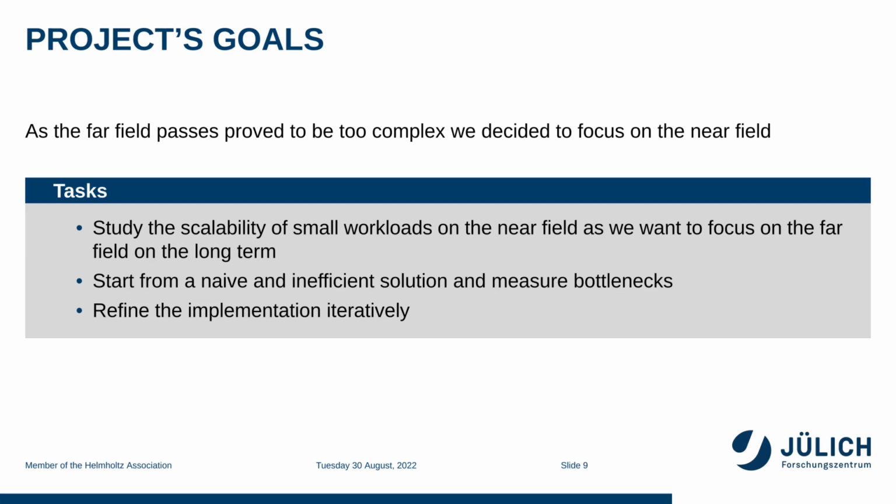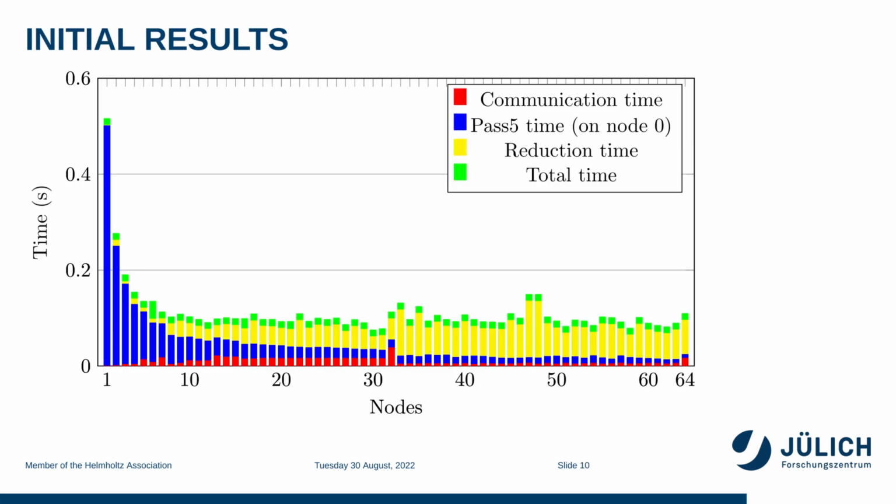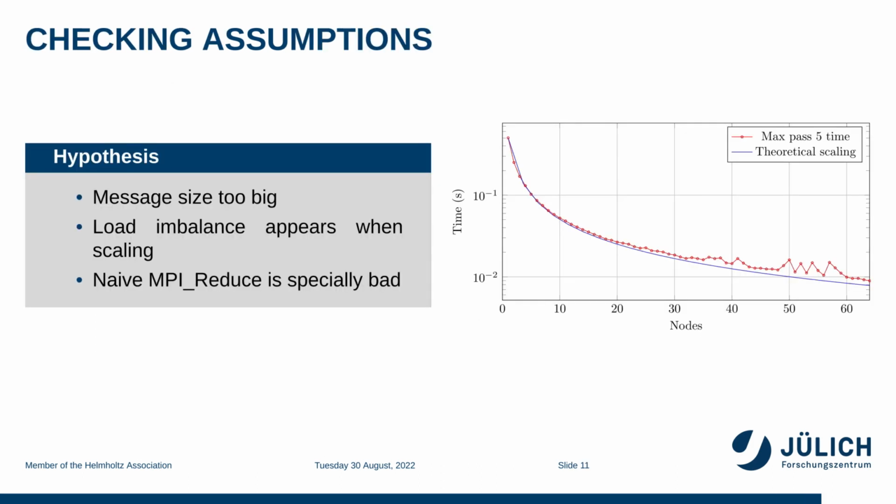improve it iteratively. Our initial implementation used an MPI reduce. We shared a lot of redundant information, but it allowed us to make initial measurements without having to assign workloads for each MPI process. Even though we knew this wasn't efficient, we were surprised by how slow the communication was and the large difference between the distribution time and the reduction time. We came up with three possible explanations.